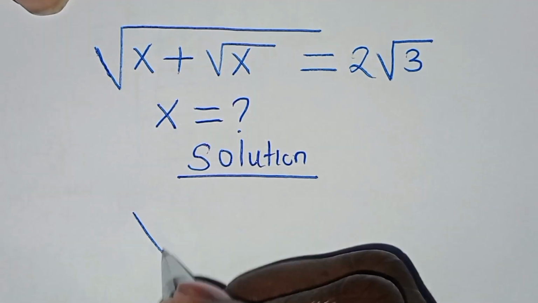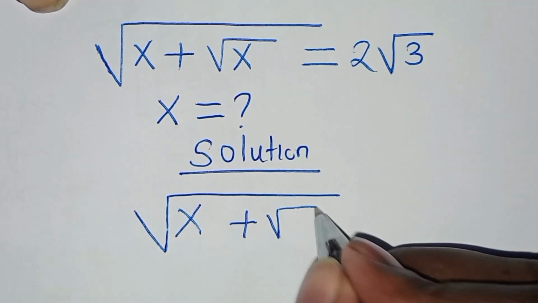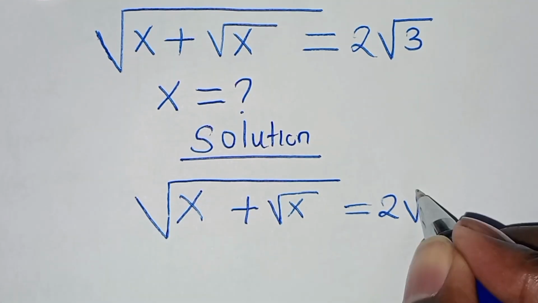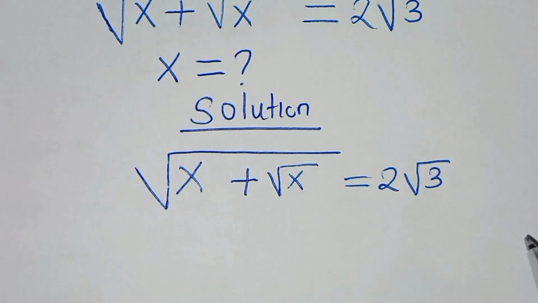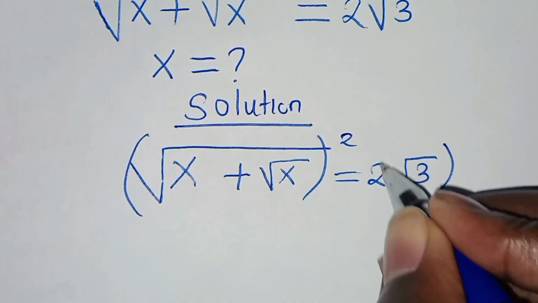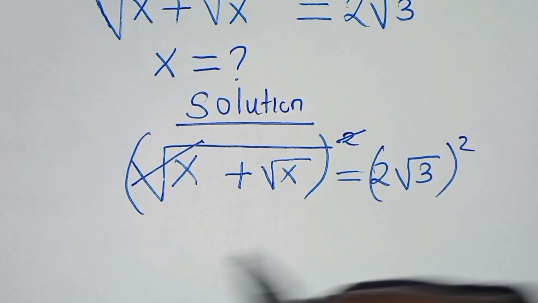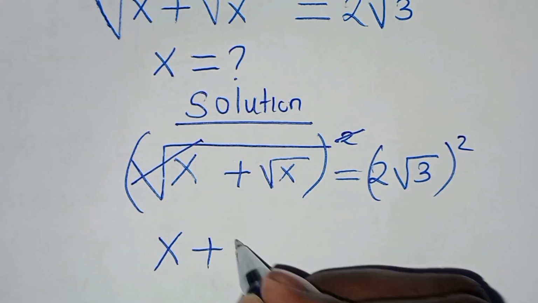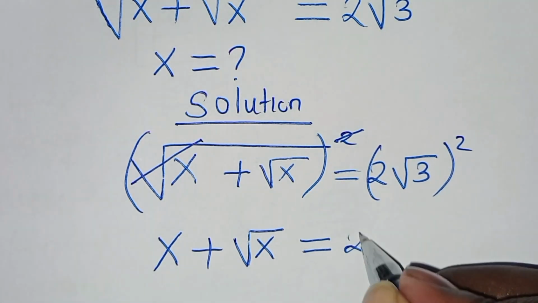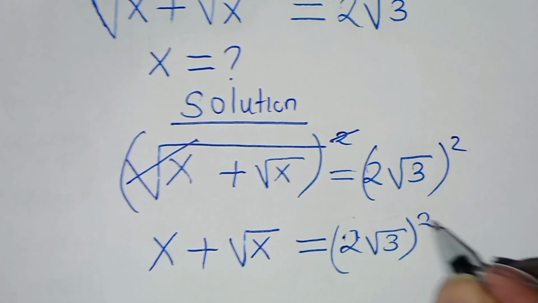Now, we have the square root of x plus square root of x equal to 2 square root of 3. So the first step is to square both sides. Let's square both sides from here, so that we eliminate the first square root sign. So we have x plus square root of x equal to 2 multiplied by square root of 3, everything here raised to power 2.